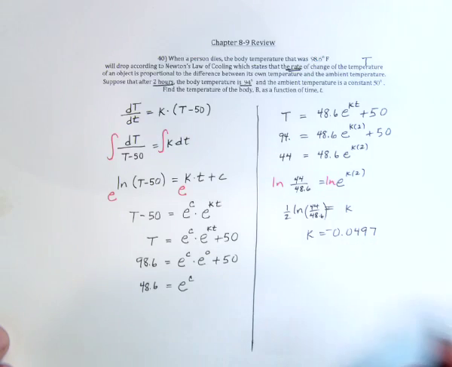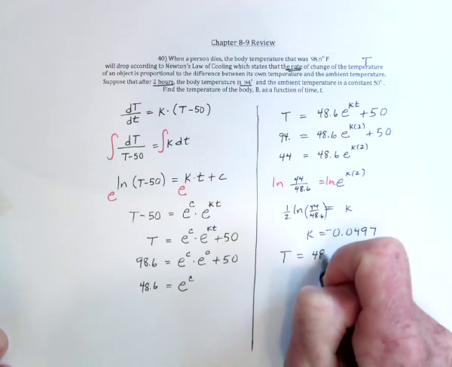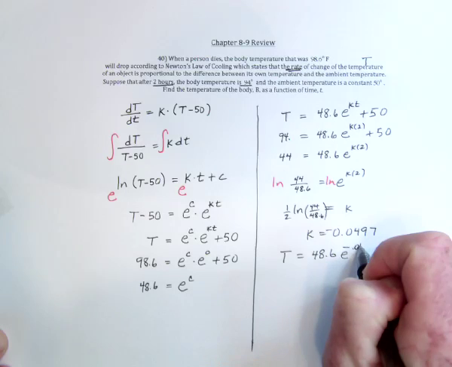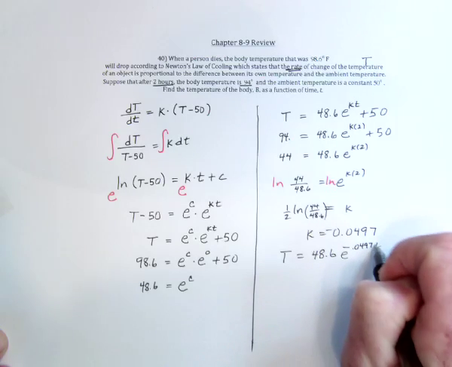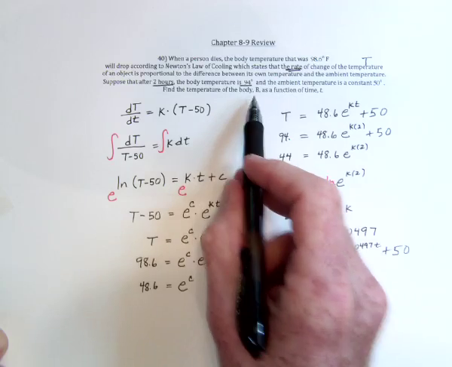All right, we finally got our function. It is T equals 48.6 e to the negative 0.0497 t plus 50. Now what are we supposed to do with this? Oh, I guess that's it. Find the temperature of the body as a function of time.